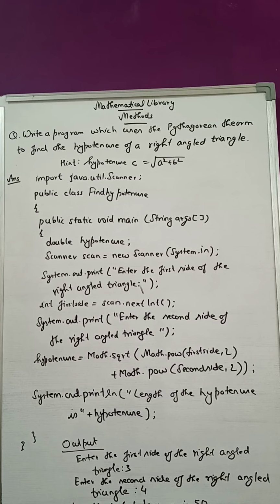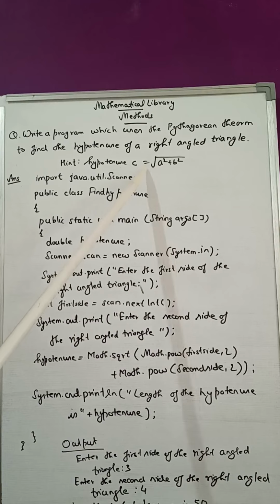Okay, so what we have to do in this program: the program says to write a program which uses the Pythagorean theorem to find the hypotenuse of a right angle triangle. The formula provided is hypotenuse C is equal to the square root of a square plus b square. So in whatever equation is given, you have to see what kind of mathematical operations we would like to apply, right?